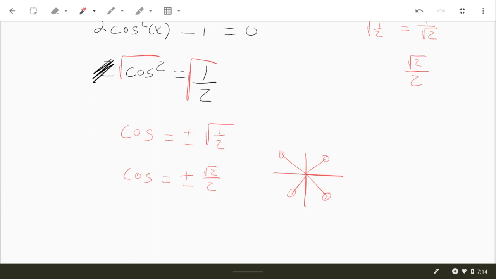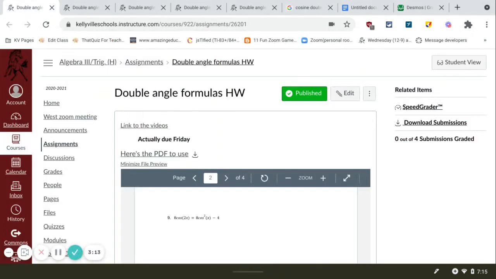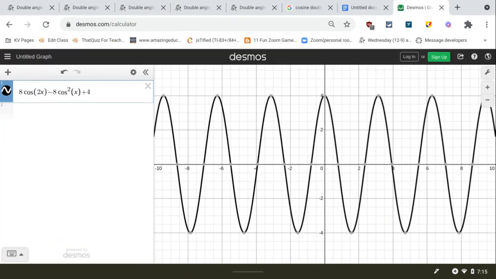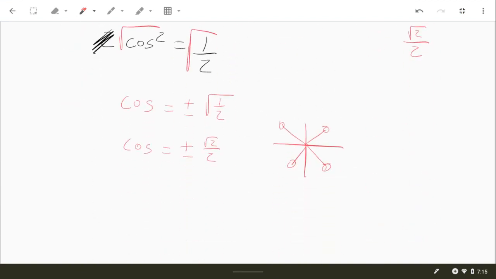So 45, what was it? 45, 135, 225, and 315. One second, actually. All right, yeah. So those 45-degree reference angles, those are the only solutions.